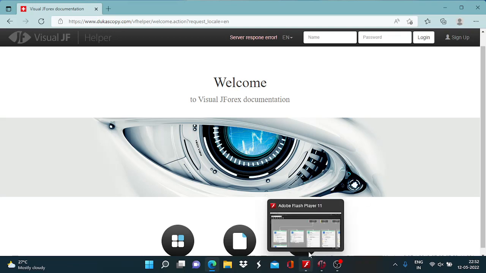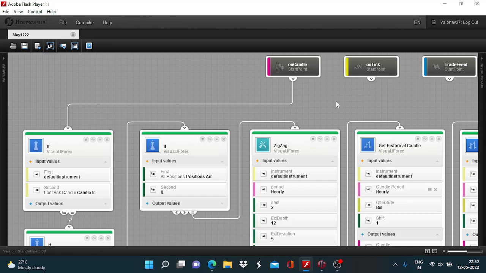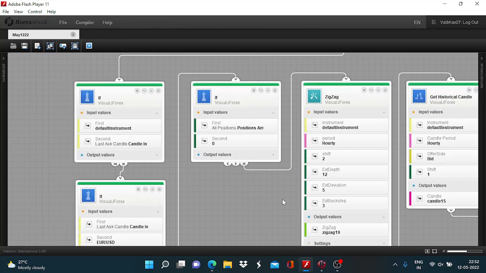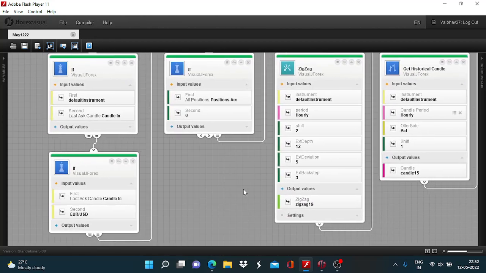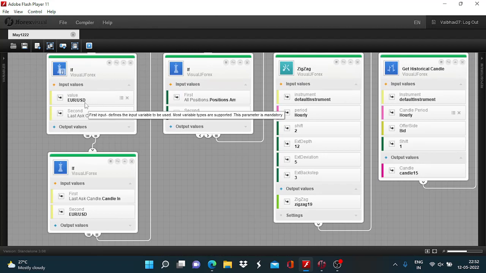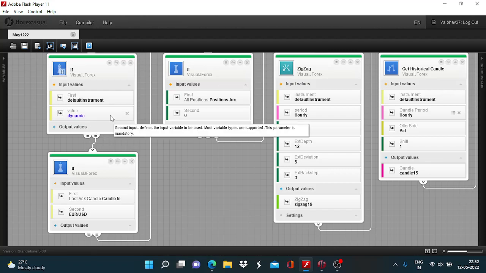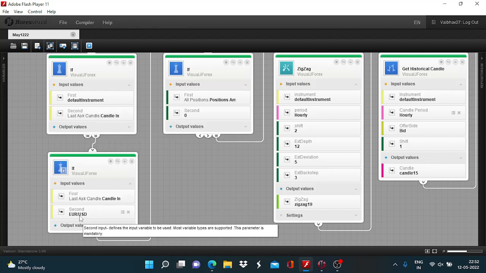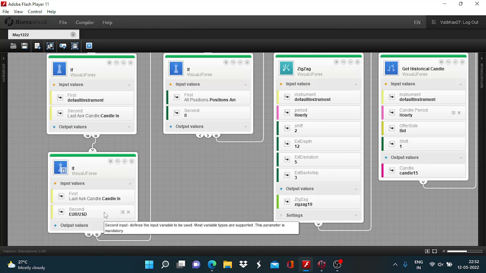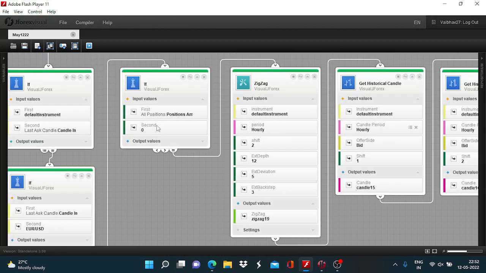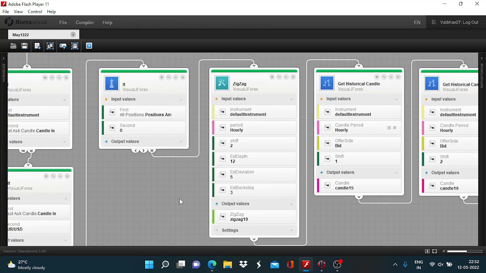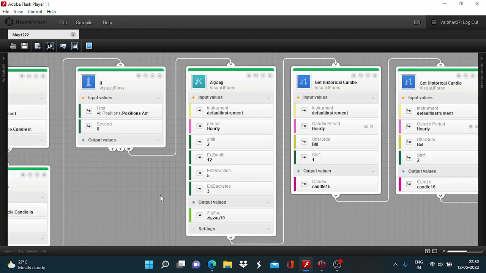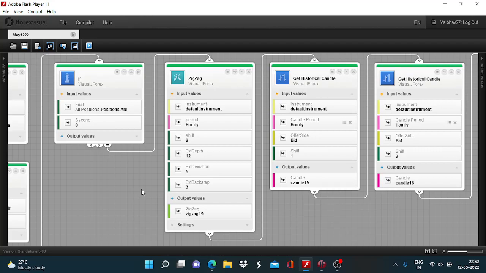So let us now head to the Visual JForex board where we have this setup so far completed, which includes the instrument subscription where the Euro USD is the instrument of choice, which is being matched with the candle instrument, which is in turn being matched with the Euro USD. The position amount was defined at 0 to make sure there is no existing pending or open position on the account prior to the execution of the new trade.